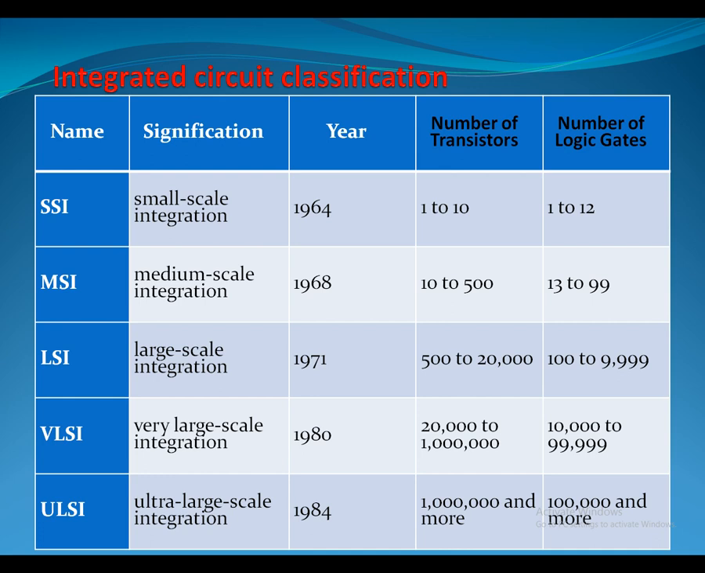Friends, we can see that in 1960 it was not so applicable, but after this a rapid change in the increase of the number of transistors and logic gates can be seen over here, and this integration is possible. These types of technologies are known as small scale integration, medium scale integration, large scale integration, very large scale integration and ultra large scale integration.